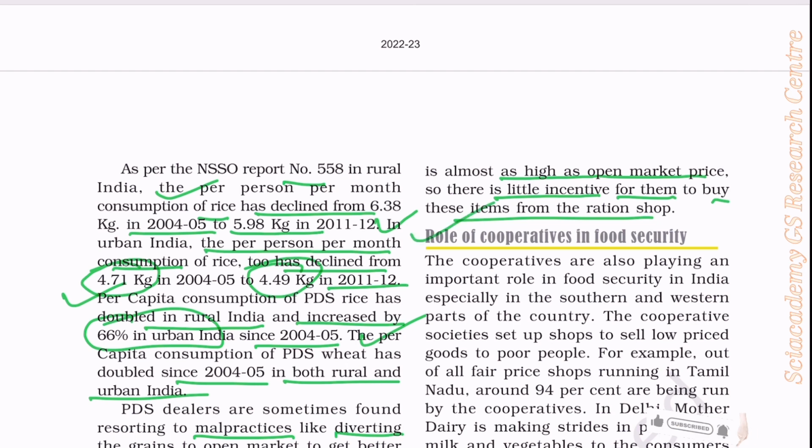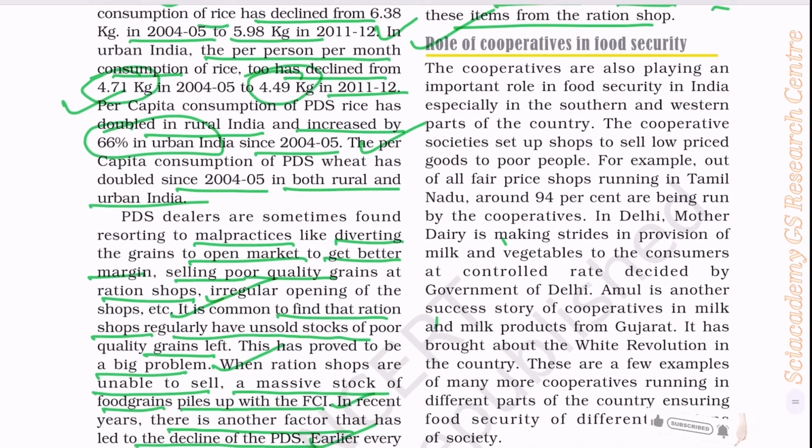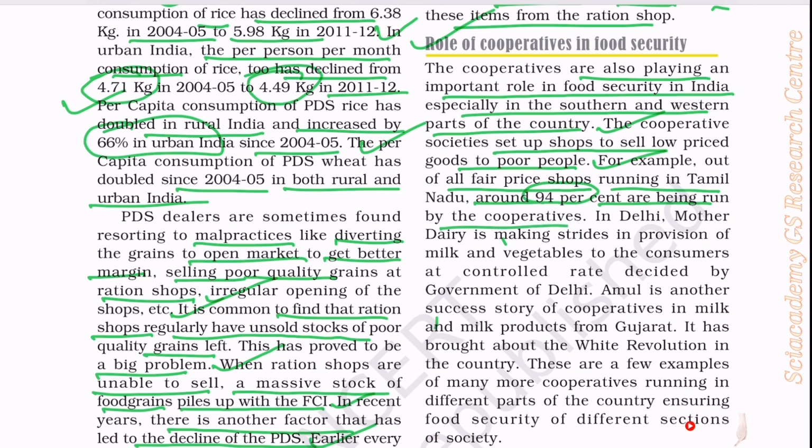Role of cooperatives in food security. The cooperatives are also playing an important role in food security in India, especially in the southern and western parts of the country. The cooperative societies set up shops to sell low priced goods to poor people. For example, out of all fair price shops running in Tamil Nadu, around 94% are being run by the cooperatives.